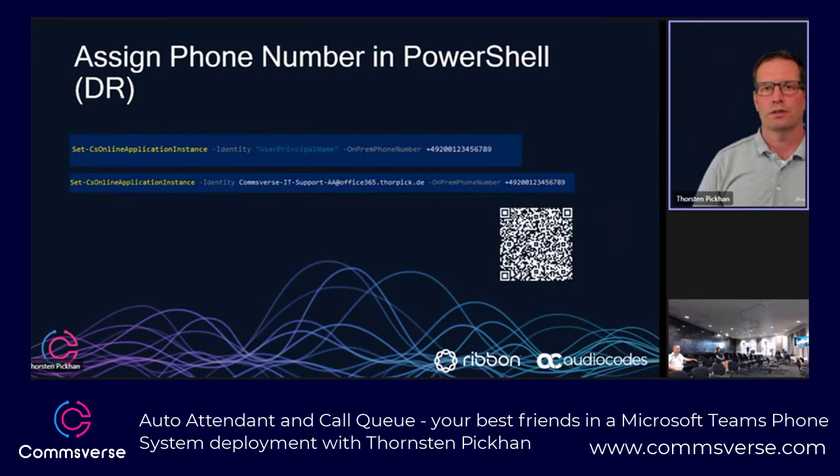At the end, when we are using direct routing, we have to assign a phone number, and this is currently only possible in PowerShell itself. Therefore, we have a specific command too, Set-CsOnlineApplicationInstance. Then you choose the corresponding user principal name of the resource account, and you define with the on-prem phone number the phone number for it.